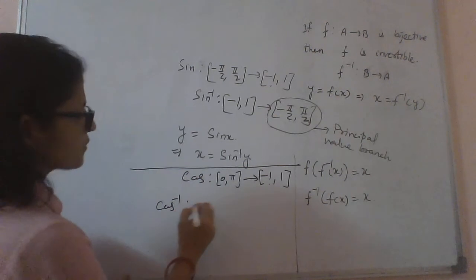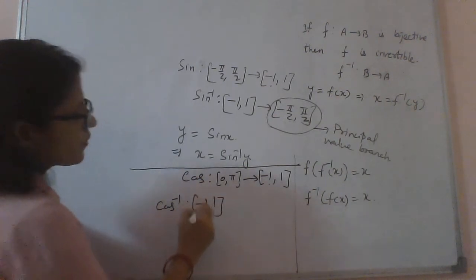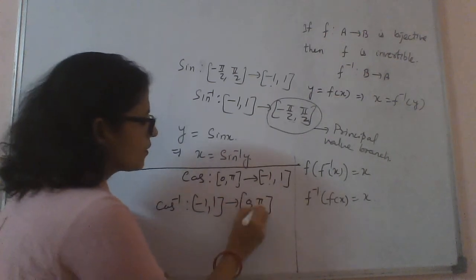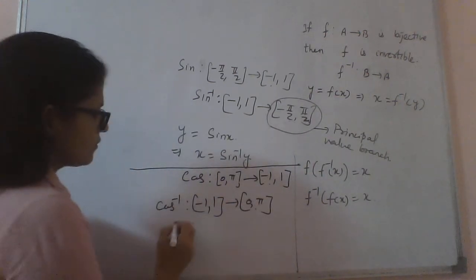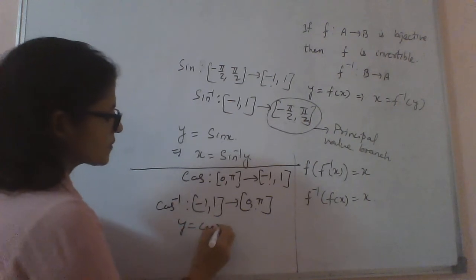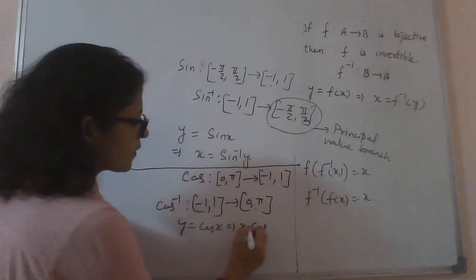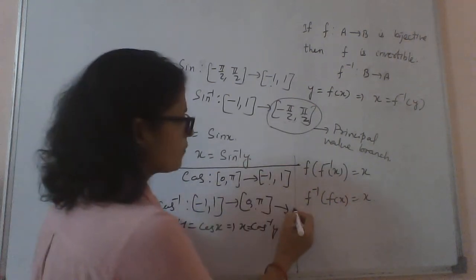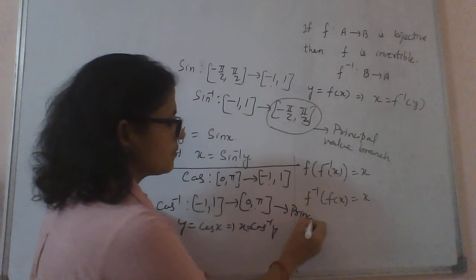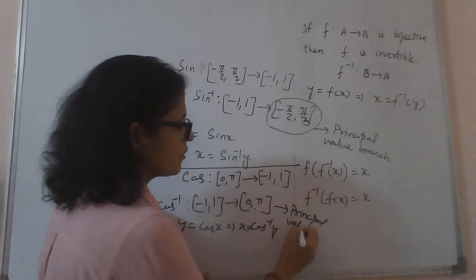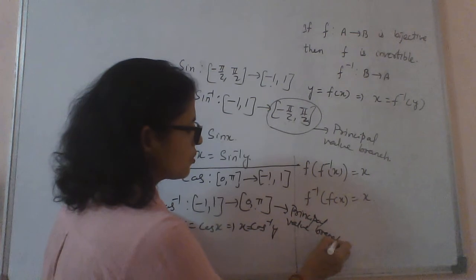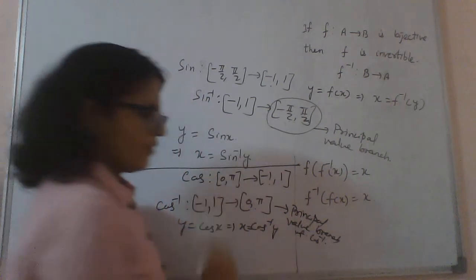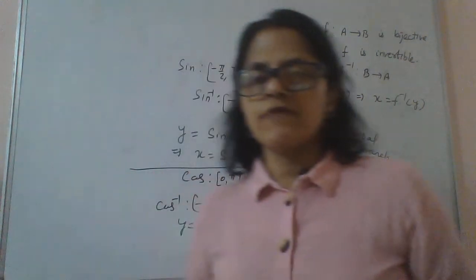Cos inverse is a function from minus 1 to 1 to 0 to pi, the closed interval 0 to pi. So y equal to cos x implies x equal to cos inverse y. So 0 to pi is the principal value branch of cos inverse.